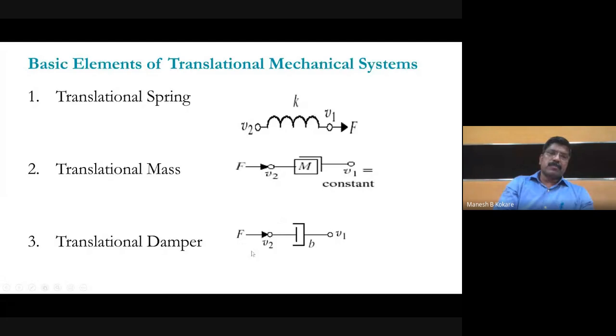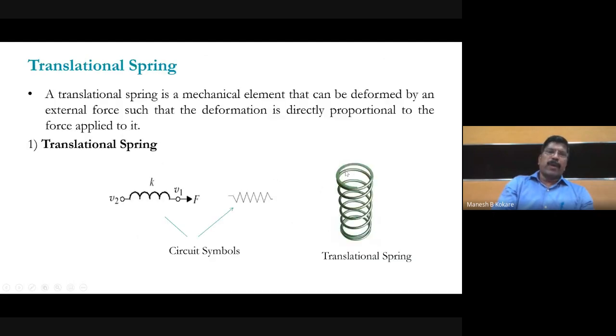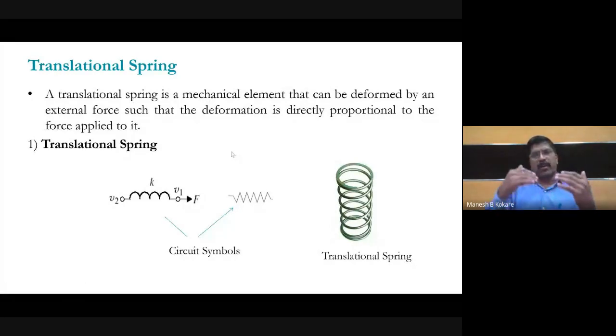Similarly, this is the mass element, and this is the dashpot element. V2 and V1 are the two ends, and this is the mass element again, with V2 and V1. Now we'll find the transfer function, or basically the mathematical modeling, of every individual spring element, mass element, and dashpot element, and then we'll combine them.